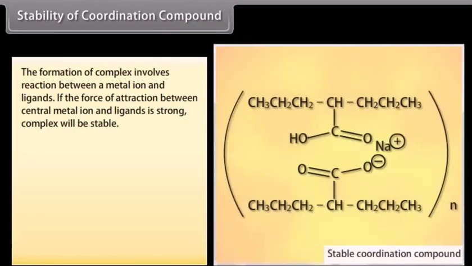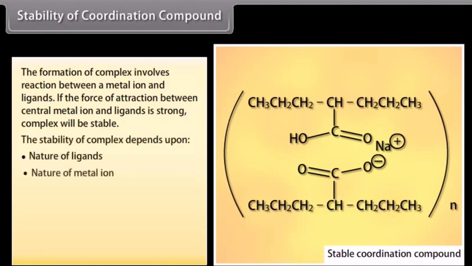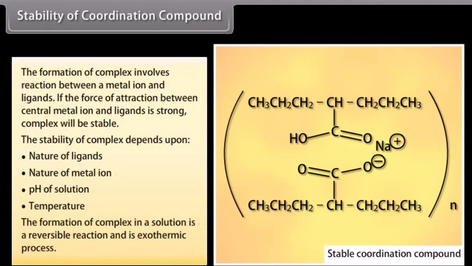Stability of coordination compounds. The formation of a complex involves reaction between a metal ion and ligands. If the force of attraction between the central metal ion and ligands is strong, the complex will be stable. The stability of a complex depends upon the nature of ligands, nature of the metal ion, pH of the solution and temperature. The formation of a complex in a solution is a reversible reaction and is an exothermic process.